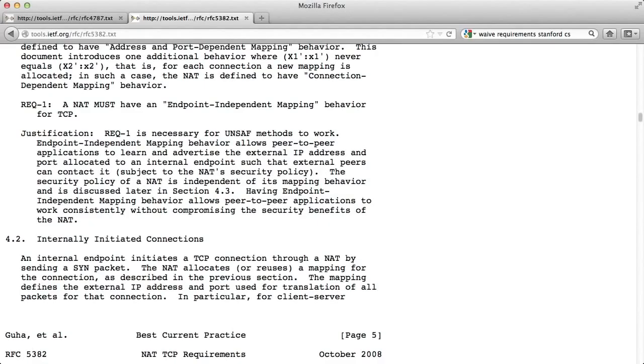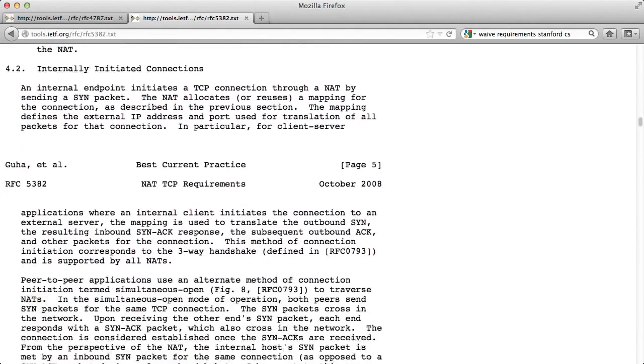Now, the TCP requirements are specified in RFC 5382. We can see the first requirement for TCP NAT behavior is very similar to UDP: endpoint independent mapping. Symmetric NATs are really bad. They break all kinds of things, so never build a symmetric NAT. So that's requirement number 1. But unlike UDP, TCP has connections, and connections get set up. So there are a couple of requirements that come out for TCP that aren't present in UDP.